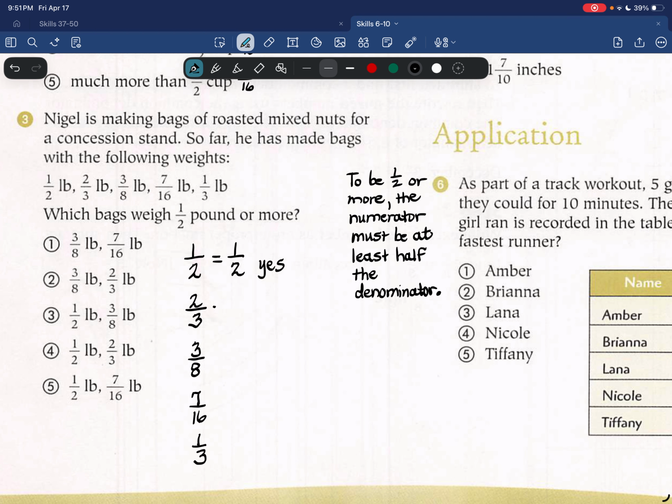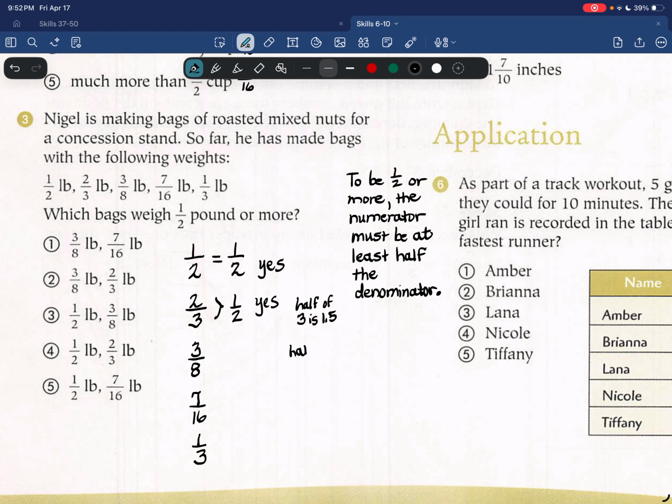All right, on this one, 2/3. What is half of 3? We know that half of 3 is 1.5. And that 2 is bigger than that. So this one, it is not that it equals 1/2. It is that it is more than 1/2, greater than 1/2. So this is a yes.